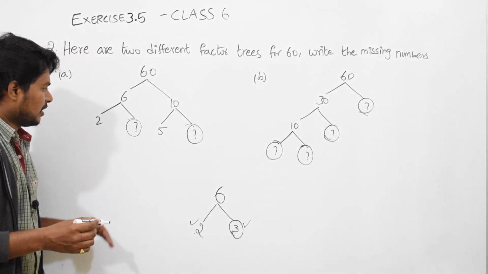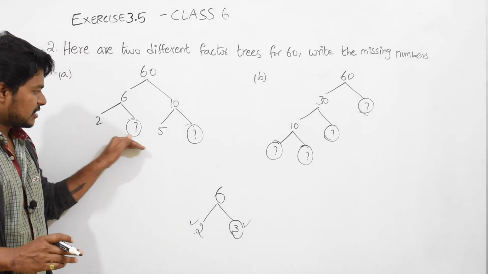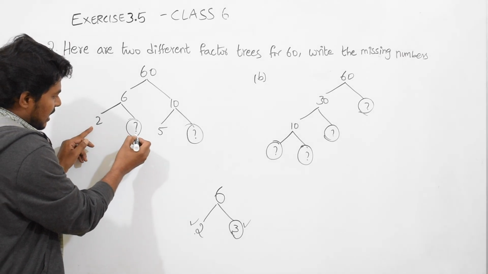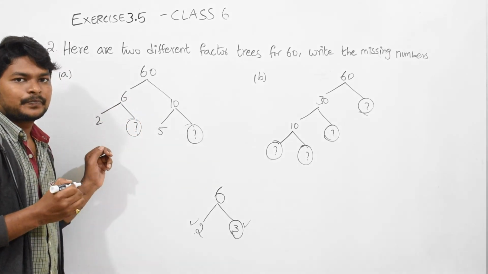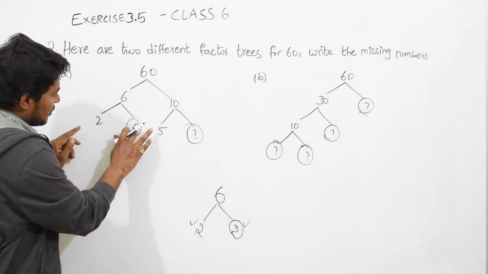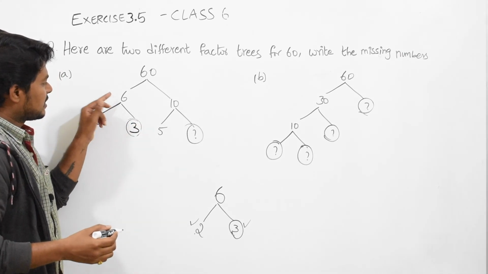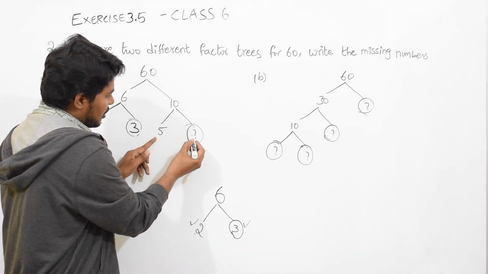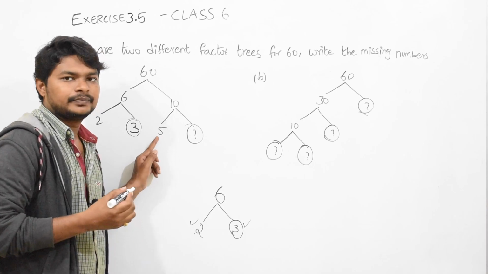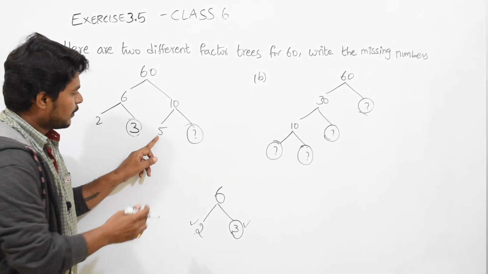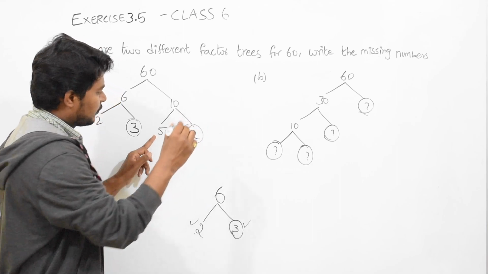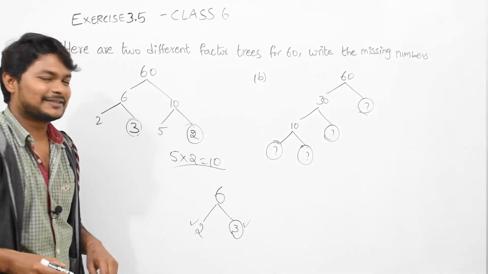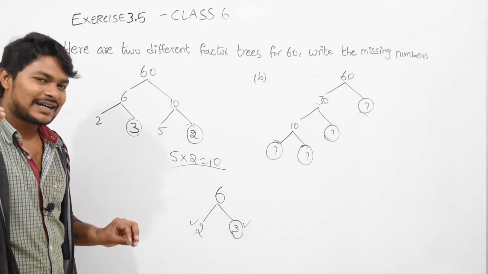See, always start with the last level, the last step. 2 multiplied by what number will give 6? 2 into 3 equal to 6, right? Likewise, 5 into what number will give 10? 5 into 2 equal to 10. This is what we have learned in maths, right? You should not think, you should directly tell me 2.